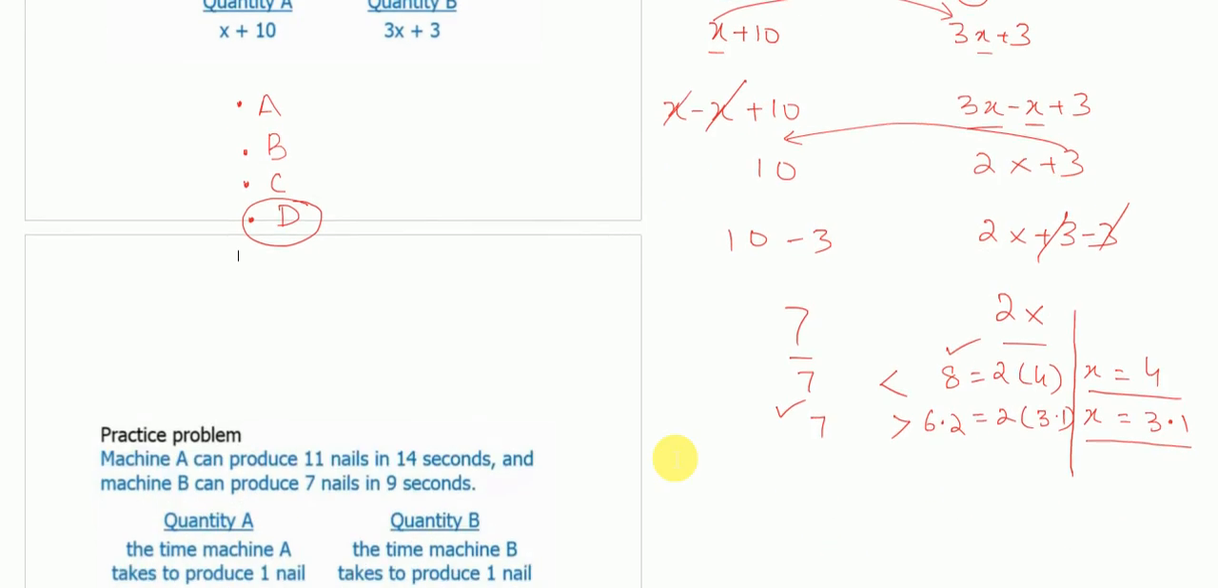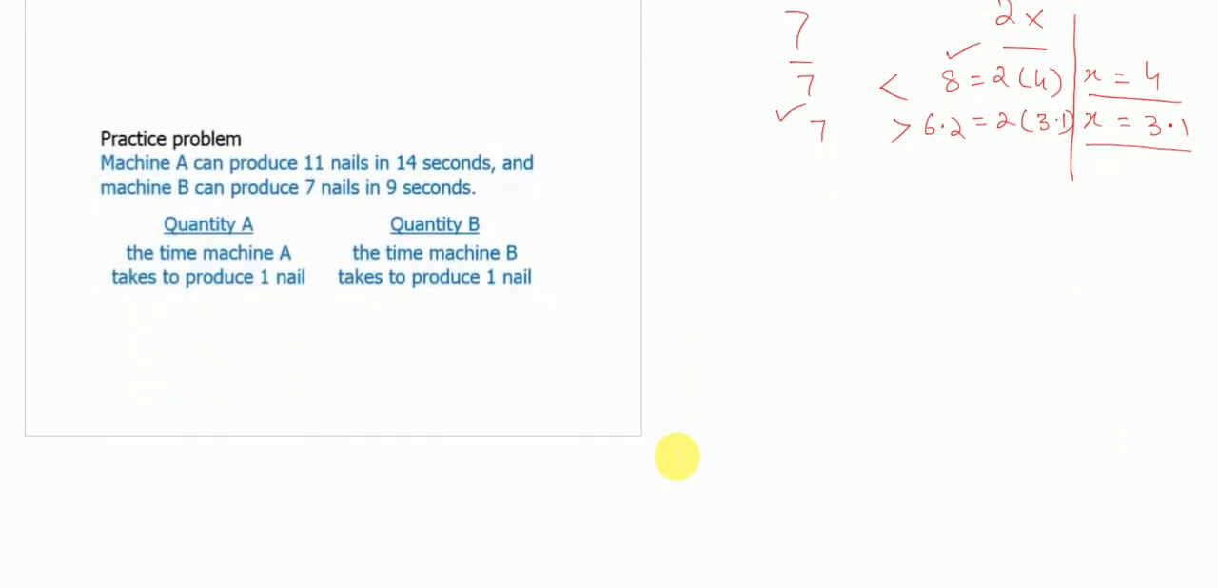All right. One last final question. So let's quickly read it. Machine A can produce 11 nails in 14 seconds.